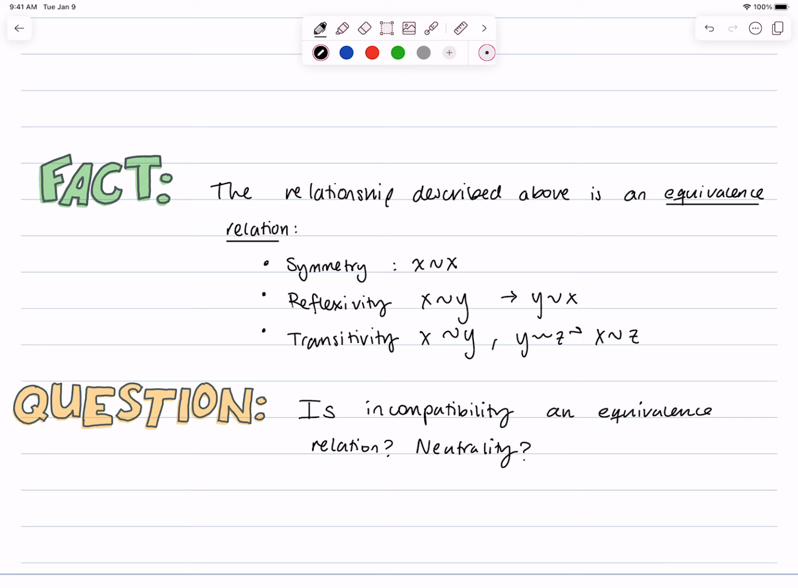And then here's a good question. Does incompatibility follow these relationships? What about neutrality, when two animals are neither incompatible nor compatible? Are those equivalence relations? Think about it.